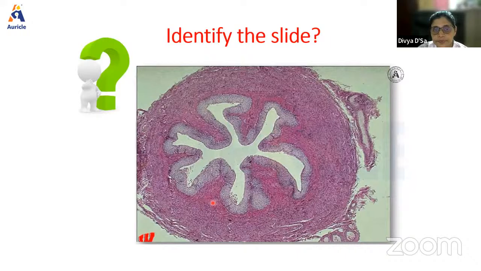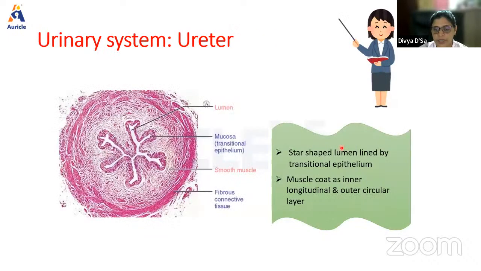This slide. When we see, the lumen is star-shaped. And if you closely observe, the epithelium is transitional epithelium. In the muscle layer, inner longitudinal and outer circular will be there. So when we see this, we have to identify it as ureter. It has a star-shaped lumen lined by transitional epithelium, and the muscle coat is inner longitudinal and outer circular. It will have the mucosal layer, the muscular layer, and the outer adventitial layer.